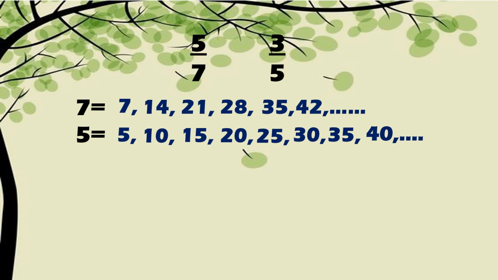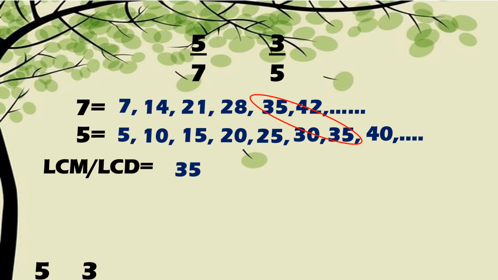Can you now see the common multiple of 7 and 5? Yes, it's 35. Therefore, our LCM, or we can call it also the LCD, is 35. Now, let's do step 2. 5/7 and 3/5.